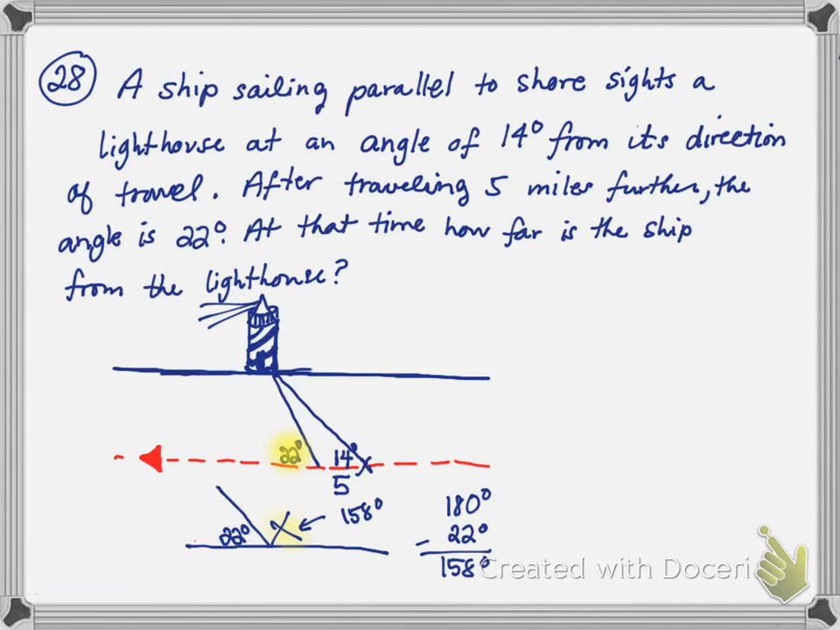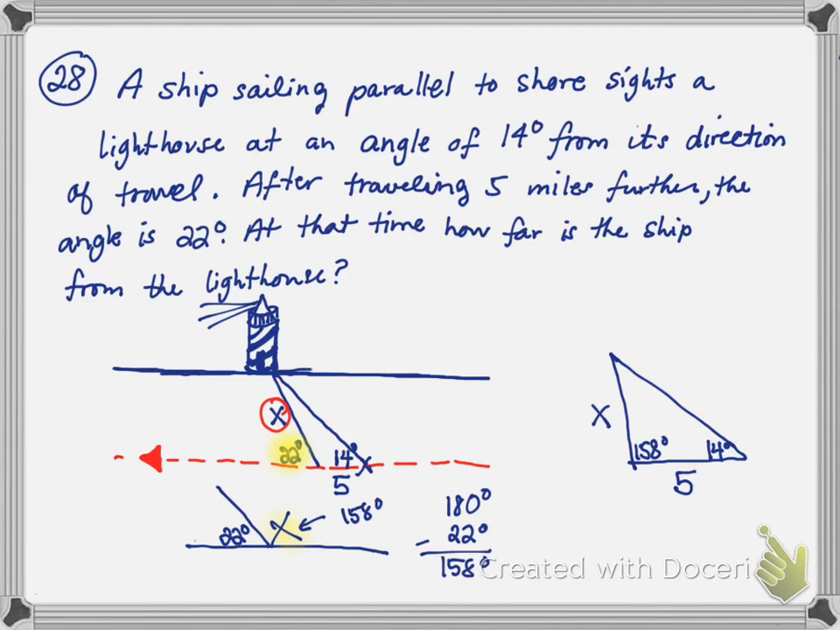So now, here's what my triangle looks like. I have the 14 degrees here. I also have the 158 degrees, which is what we just found. And I know this side is 5 because the ship traveled 5 miles. I'm looking for this side here, and I'll label it x and circle it in red. This side will tell us the distance between the lighthouse and the ship at that time.